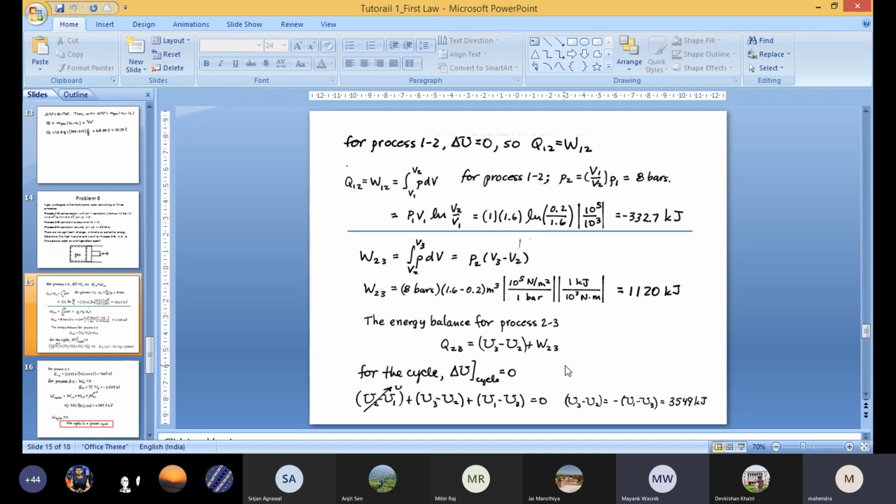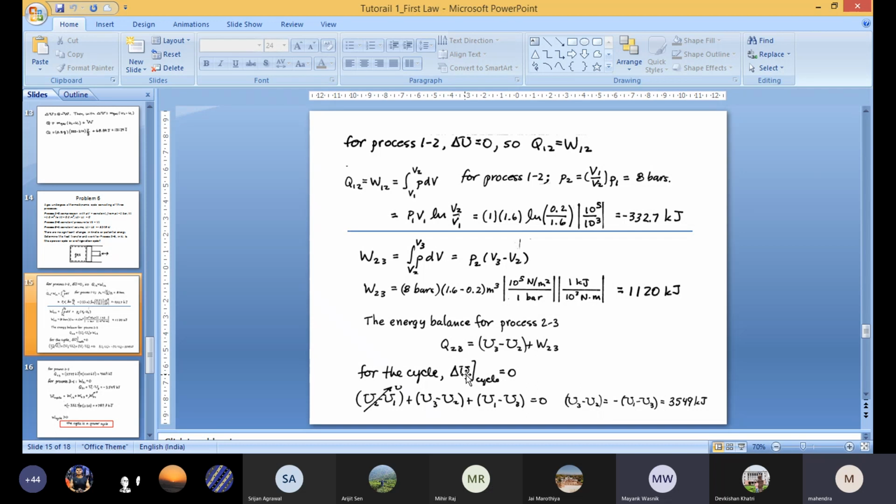Now the energy balance for this process 2-3, obviously delta U equal to Q minus W, is it? That way we are considering over here. Now we need to calculate the U3 value, or this difference of U1 minus U3 value. So from the known values we are considering.